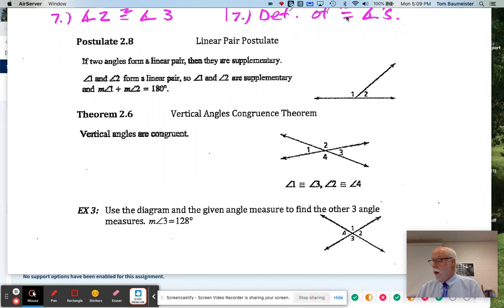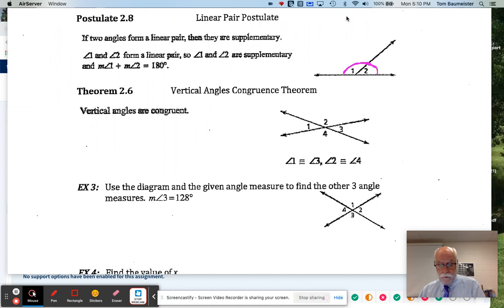All right, then we have another postulate, the linear pair postulate. If two angles form a linear pair, then they are supplementary. So the example here they give you, angle 1 and angle 2 form a linear pair. So since they're a linear pair, we know that they make a straight angle. If they make a straight angle, then that means they're supplementary. And if they're supplementary, that means the measure of angle 1 plus the measure of angle 2 is equal to 180 degrees.